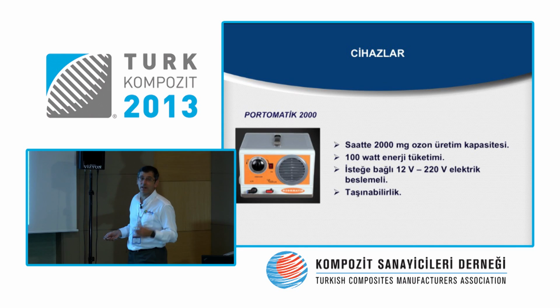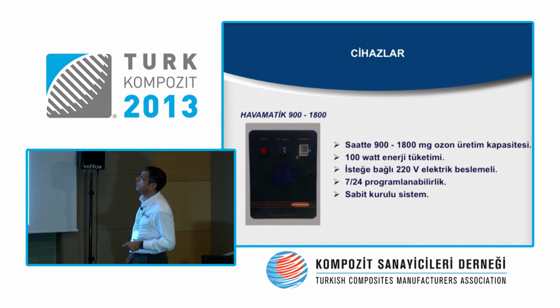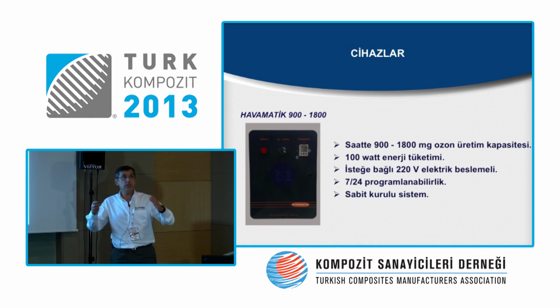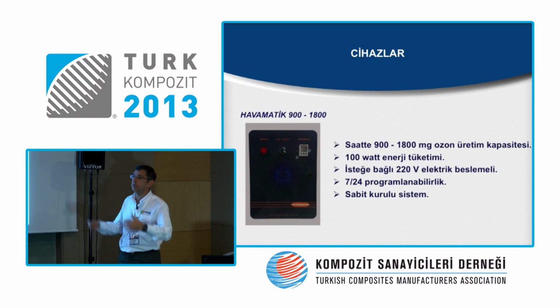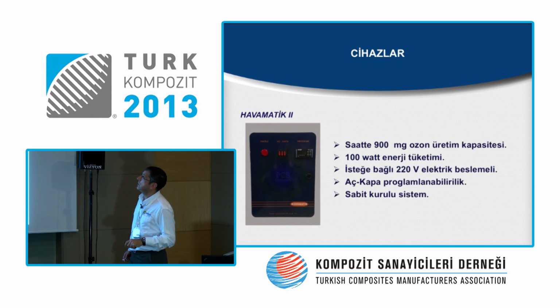The apparatus you see here will enable you to put this in places where it's really difficult to use anything else. You can also use a pipe for this purpose. This is an industrial type device. It has an ozone generation capacity of 900 to 800 milligrams per hour. It consumes 100 watts, it can be programmed 7/24, and it has a 220 V electrical feed-in. During lunchtime or when you have free time, you can program it to clear the environment when it's not occupied by people, or after work in the evening hours.